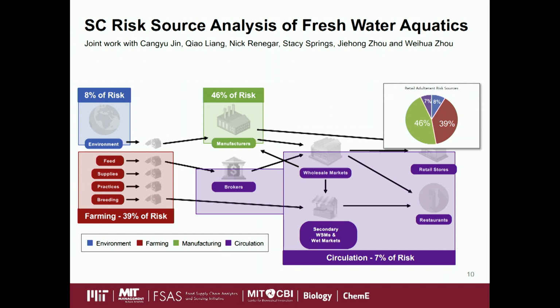And what you can see here is that about 40% of the risk was introduced in the farming stage. Over 45% was introduced at the manufacturing level, 8% from the environment, and the rest is from the transportation part of the supply chain. This is already a very major insight because it tells you that the current policy of the government does not test at the source of the risk. It tests at the downstream parts of the supply chain, but not where the risk is being introduced.